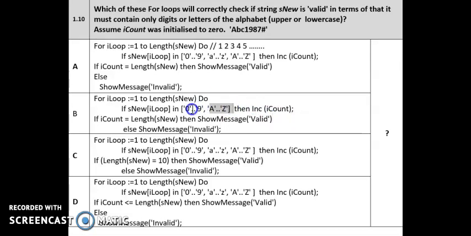This looks problematic because it didn't check in any way for lowercase. It only checked for the uppercase letters. It didn't make any difference to that one, so that one we would reject. This one, for some weird reason, is just checking if the length of the string is 10 characters. It's got nothing to do with it. We don't know how long it is, so it shouldn't make any difference.